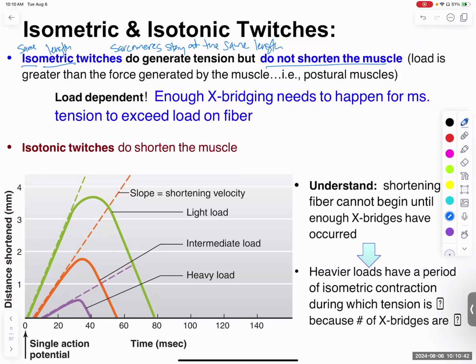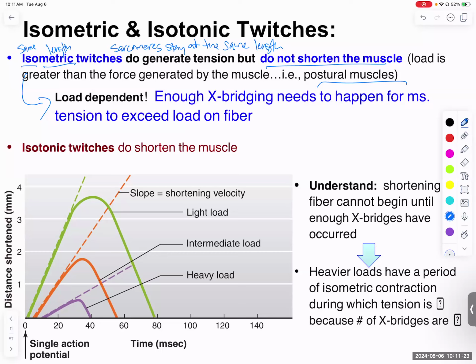So the muscle doesn't shorten. This is generally due to the fact that the load is too heavy, and so the muscle can only contract so much and shorten so much. You only have so many myosin heads that can attach, so many cross bridges can form, or you just want to keep your bones in the same position. So this would be like postural muscles. So isometric is load dependent. Nothing's going to move because there's not enough cross bridges formed. You have to have more cross bridges formed than the actual load to move that load.